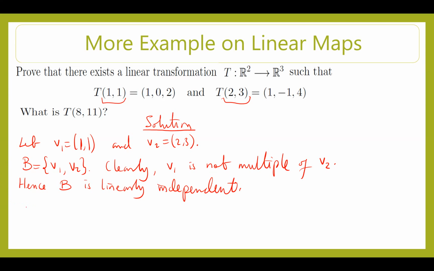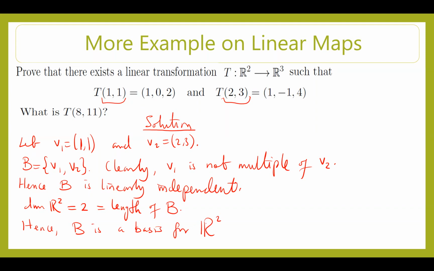What's the dimension of the domain here? The domain here is R2, so the dimension is 2. You have a linearly independent set with length 2, which is the same as the dimension of the vector space. You don't have to show that it spans. We can conclude that B is a basis for R2.